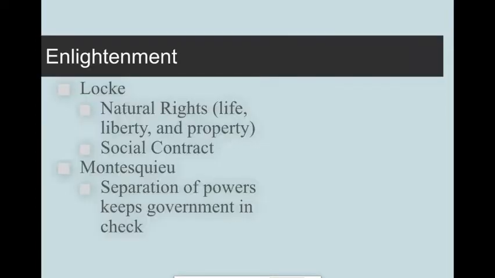So let's look at the influences on our democracy. First, of course, we have John Locke, who came up with natural rights, right? The idea of life, liberty, and property.